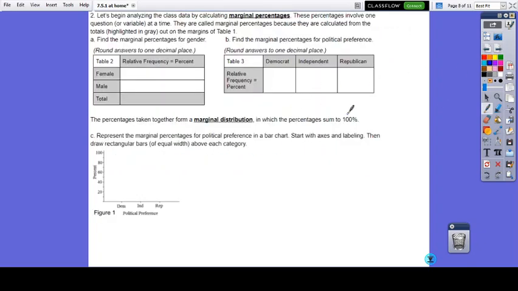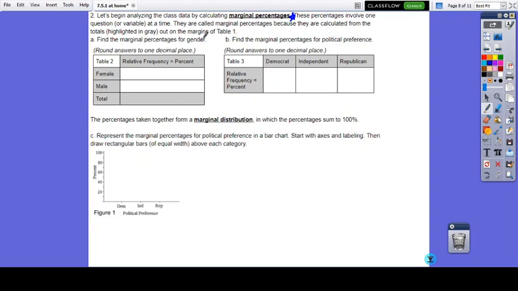Number 2, let's begin analyzing the class data by calculating what are called marginal percentages. So this is your information on marginal percentages. These percentages, this is essentially a definition, involve one question or variable at a time. They're called marginal percentages because they are calculated from the totals highlighted in gray out on the margins of table 1. So the marginal percentages for gender.